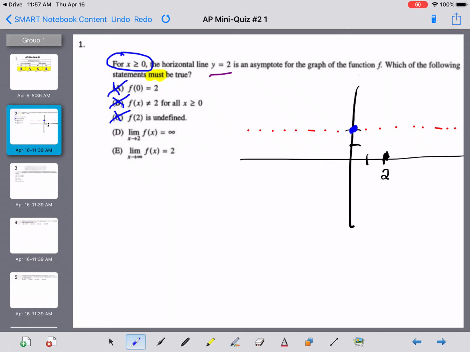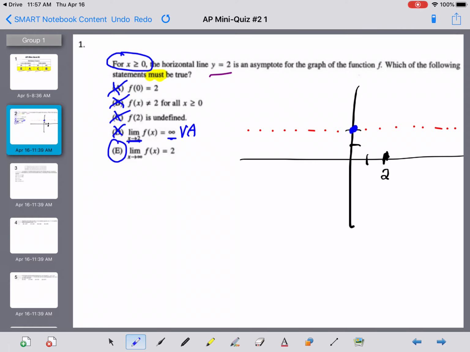Okay, if we take a look at D, the limit as x approaches 2 of f of x is equal to infinity. What they are talking about in D is the presence of a vertical asymptote. A vertical asymptote is what happens as x is approaching a finite value, but its limit is infinite or negative infinity there. And again, in D, that certainly could be the case, but it does not have to be the case. The correct answer here for number 1, everybody, is E.